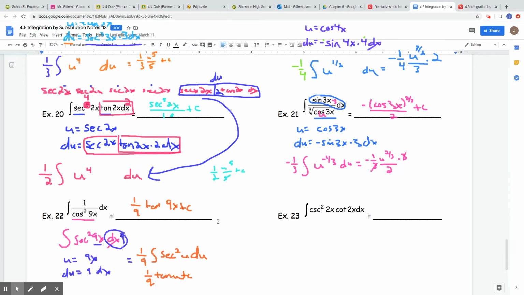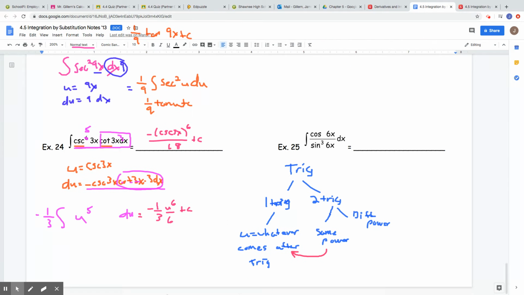Today what we did is if they have different powers, u equals the trig with the highest exponent. The highest exponent. So for example, this one, cosecant and cotangent, they had different exponents. One was 6, one was 1. You take the trig with the highest exponent.